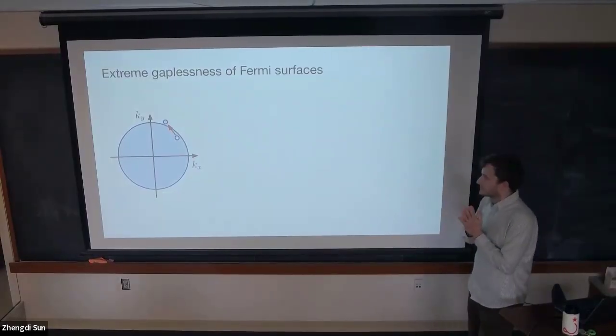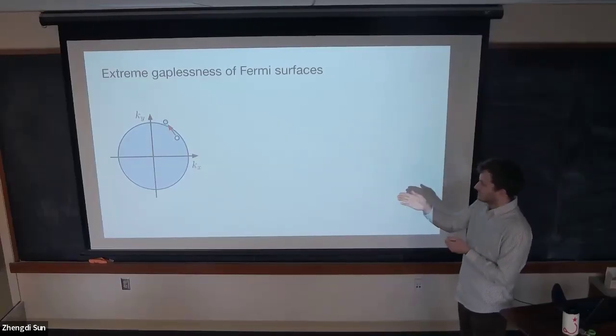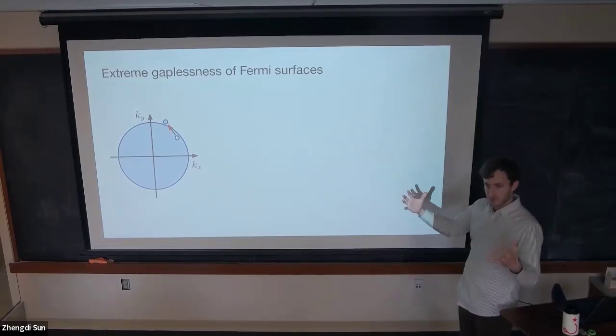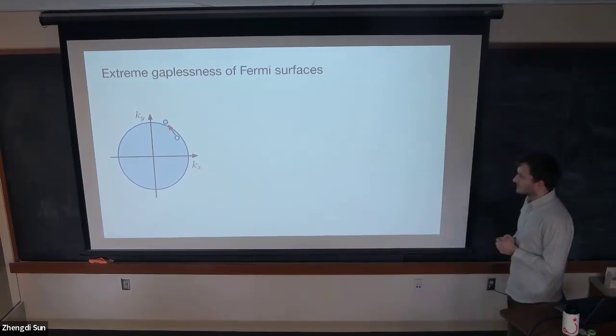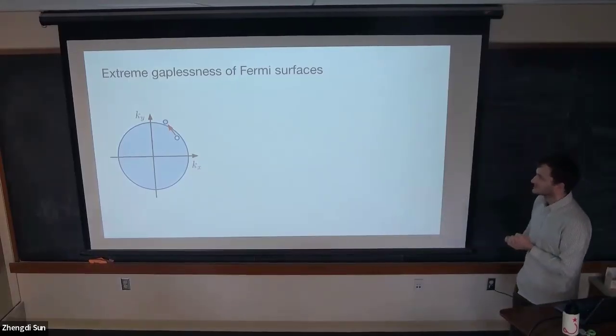So the simplest way to get a Fermi surface is to just have a bunch of free fermions. By Pauli's exclusion principle, if you add fermions to your system, they'll have to occupy higher and higher momentum states. And in the thermodynamic limit, if you take the number of fermions to infinity as well, you'll end up with a smooth Fermi surface that looks like this.